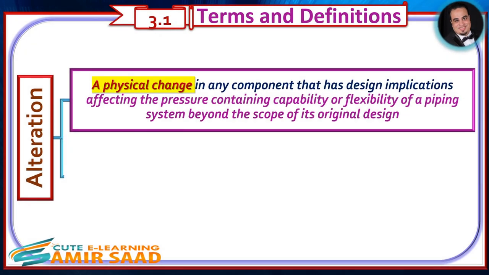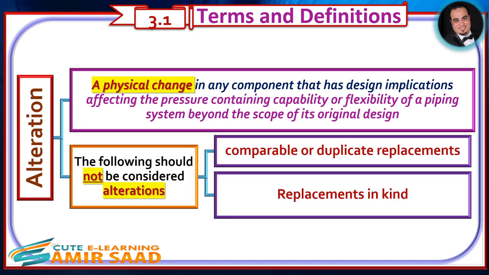Alteration: a physical change in any component that has design implications, affecting the pressure-containing capability or flexibility of a piping system beyond the scope of its original design. The following are not considered alterations: comparable or duplicate replacements, and replacements in kind.